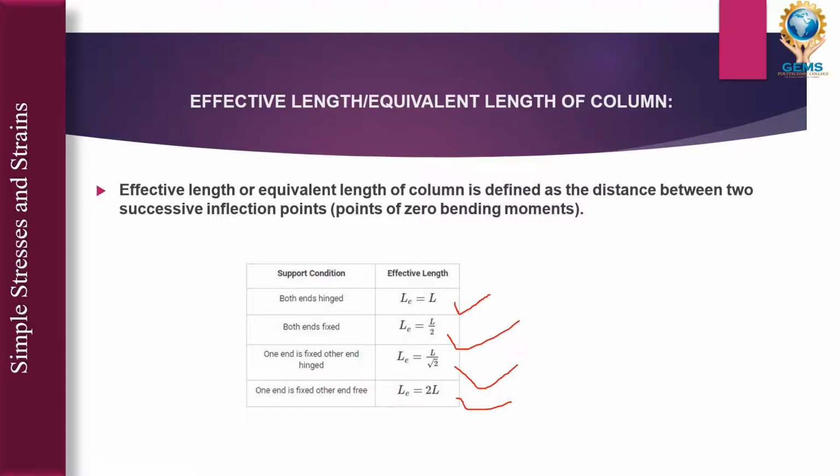If both ends are hinged then LE will be equal to L. If both ends are fixed then LE will be equal to L/2. If one end is fixed, other end is hinged, then LE will be equal to L divided by √2. And if one end is fixed, other end is free, then LE will be equal to 2L. That means double of length. Understand?